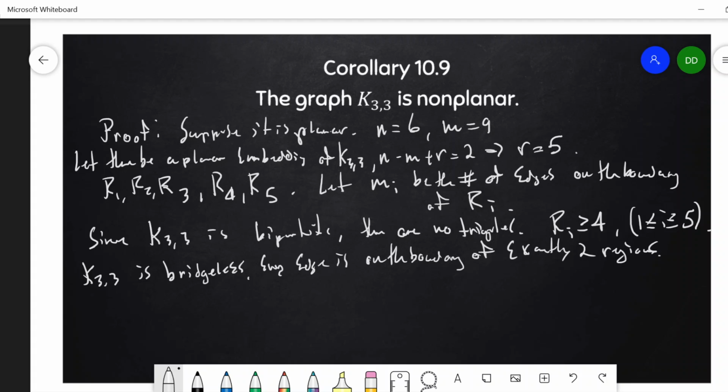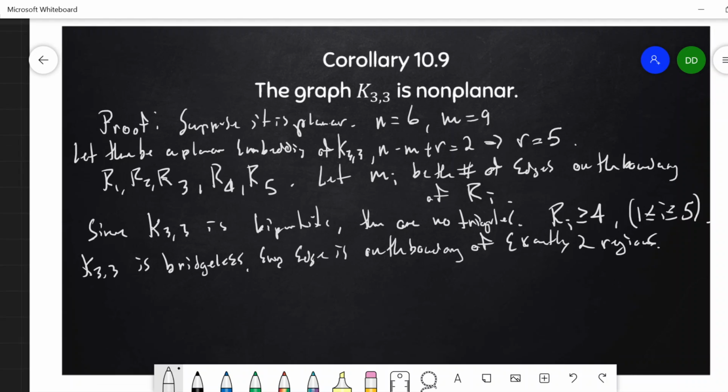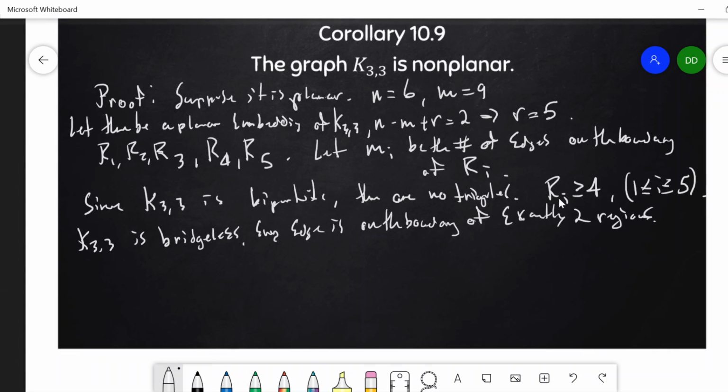And so that means I can count the number of edges. By counting the number of edges around each boundary, I'll get twice the number of edges. So on one hand, the sum of the m sub i's, counting the edges on the boundary of every region, will give me twice the number of edges, 2m, which is 18.